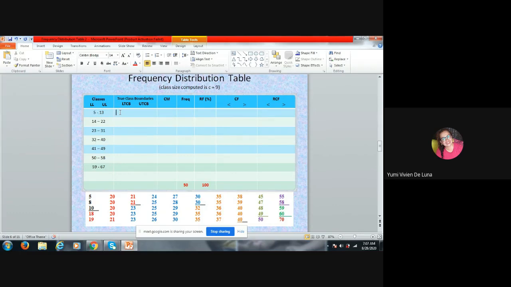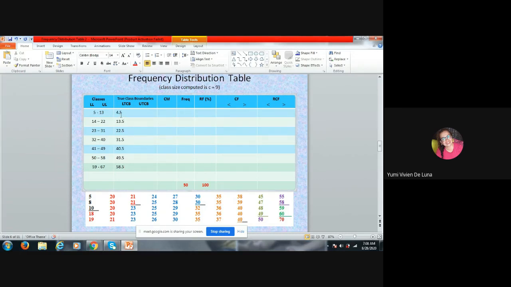So, 5 minus 0.5 will give us 4.5. 14 minus 0.5 will give us 13.5. 23 minus 0.5 will give us 22.5. 32 minus 0.5 will give us 31.5. 41 minus 0.5 will give us 40.5. 50 minus 0.5 will give us 49.5. And 59 minus 0.5 will give us 58.5. Okay, ayan.